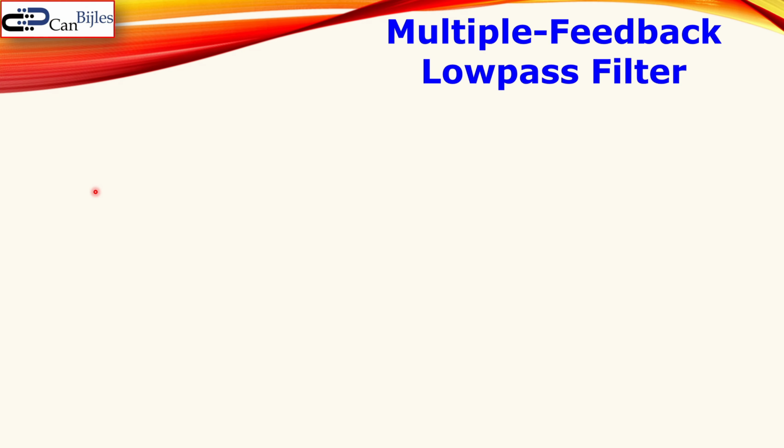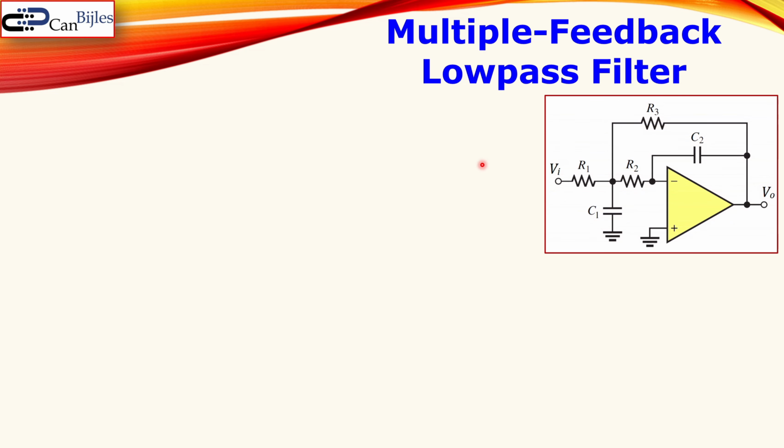Now, before we jump to our design example, let's first briefly discuss what is a multiple feedback low-pass filter. The circuit is shown here. You see here two negative feedbacks. This is the first through the capacitor C2. Another one, the second one, through the resistor R3. So that's why it's called the multiple feedback configuration.